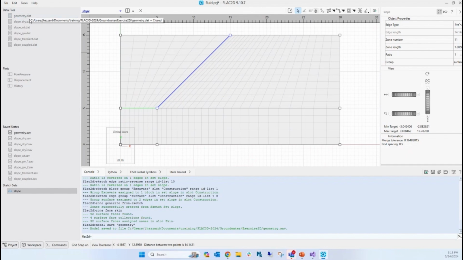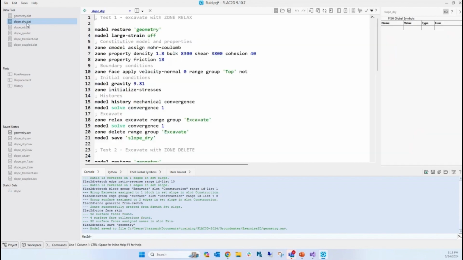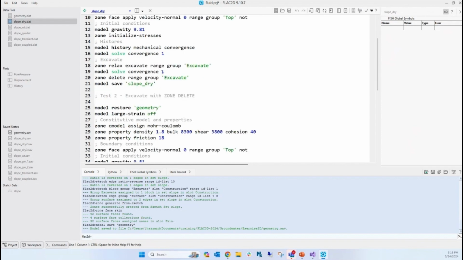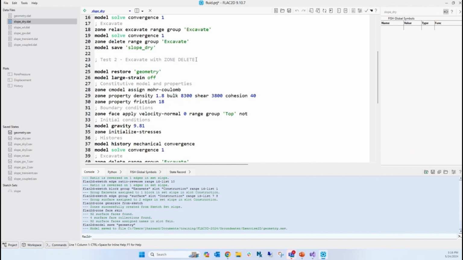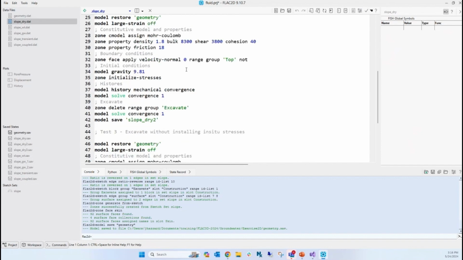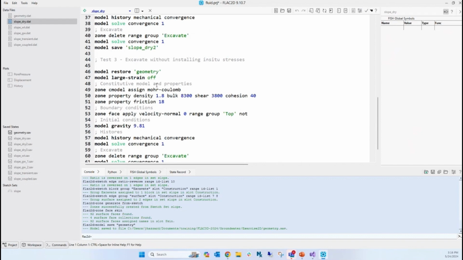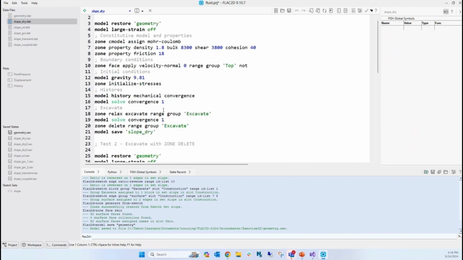Now we're going to start typing commands, and the first thing we'll do is solve this slope dry. So if you double click on slope dry.dat, we're doing this in 3 different ways. So if you followed along with the previous examples, the first way is by excavating that excavate piece using zone relax, and this is the sort of recommended approach. The second way would be to just delete it in one shot and solve it. And the third way is to actually delete it and not even install any in situ stresses.